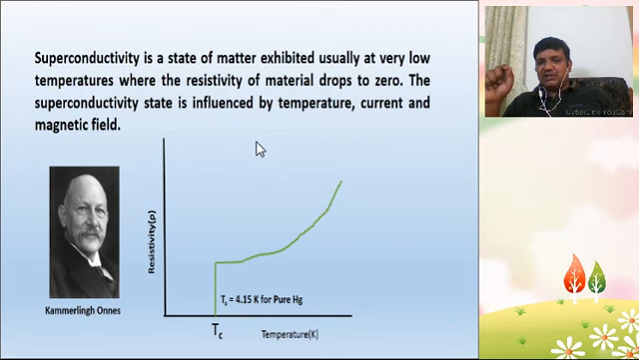This unique phenomenon, superconductivity, was first found by the Dutch physicist Kamerlingh Onnes in the year 1911. Superconductivity is a state of matter exhibited usually at very low temperatures, where the resistivity drops to 0. When you lower the temperature, he observed that in pure mercury, when the temperature is near 4.15 Kelvin, the resistance abruptly comes to 0.